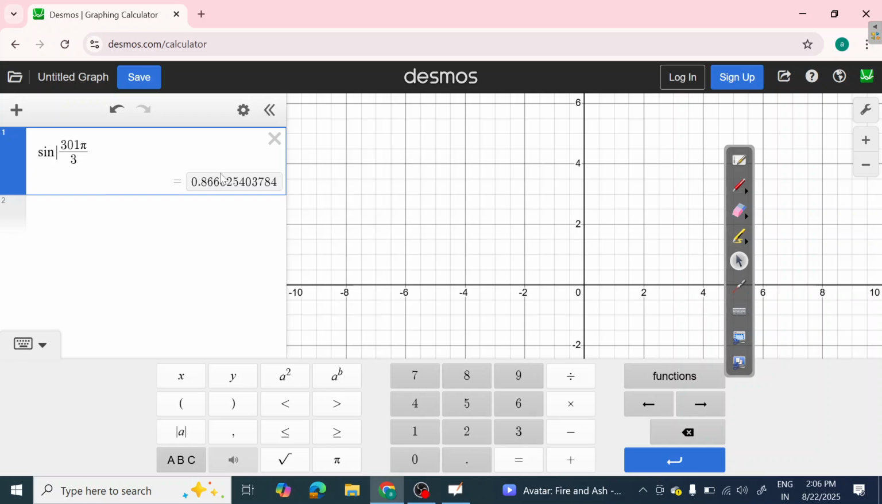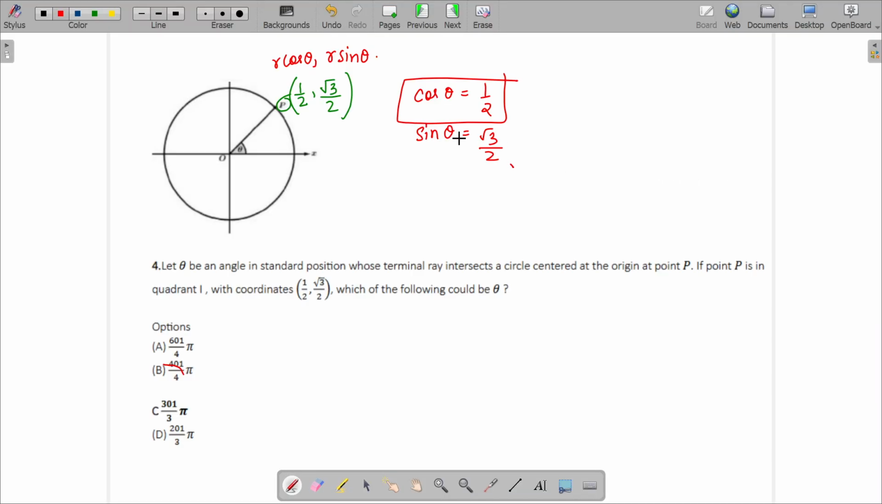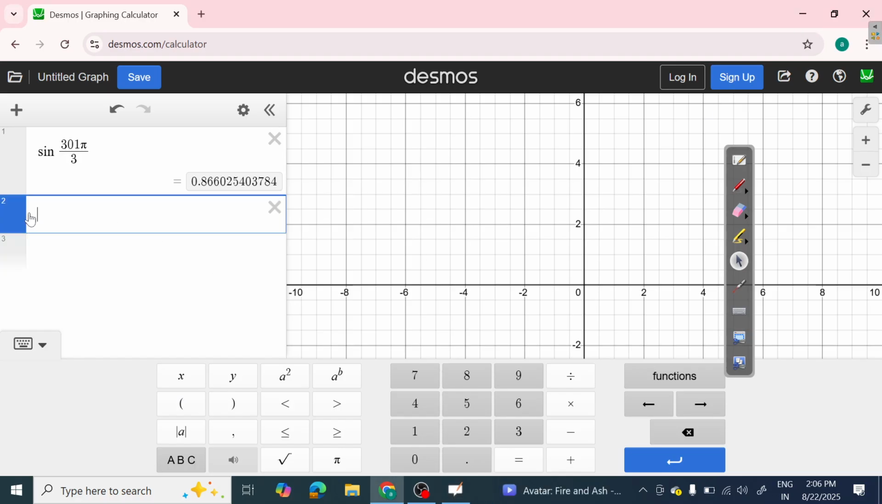I'm getting the value of sine as 0.8660. My sine value is root 3 by 2. Let's convert this root 3 by 2 into decimals, what will be my value? If you want to write anything in root, you have the symbol to select, or else you can write sqrt, and automatically the root will come. Root 3 by 2. Yes, exactly getting the same. So that means option C is the right answer.